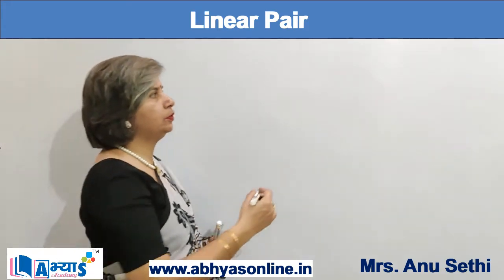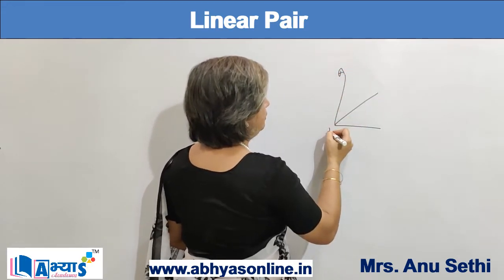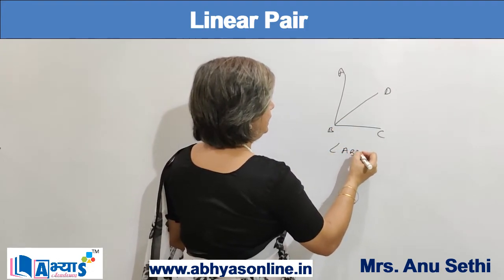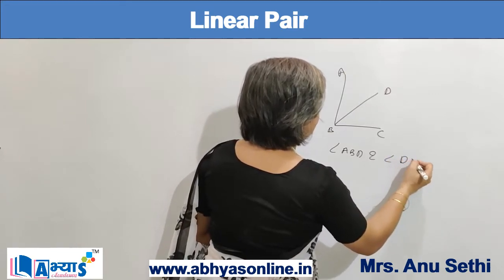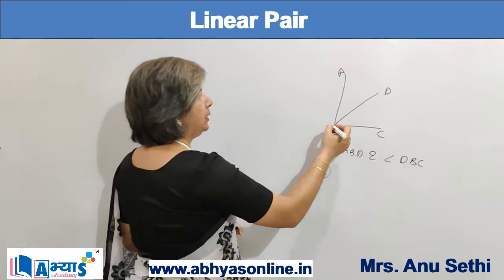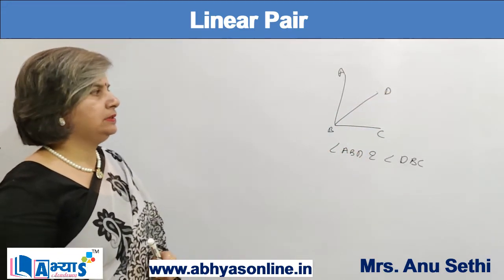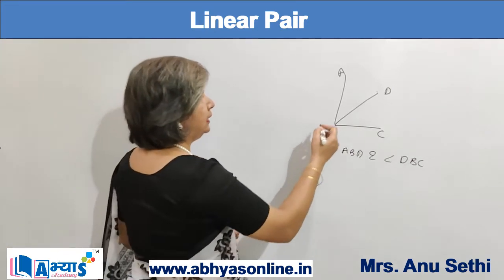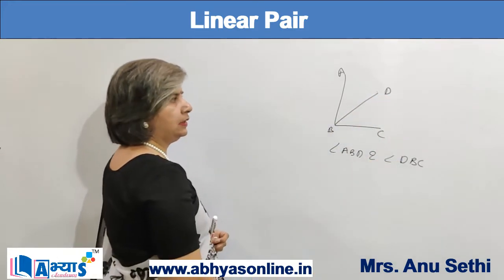Suppose we have an angle, let this be A, B, C, D. Then angle ABD and angle DBC are adjacent angles because they have a common arm BD, and the non-common arms, that means AB and BC, are on the opposite sides of BD. So we can say that angle ABD and DBC are adjacent angles.